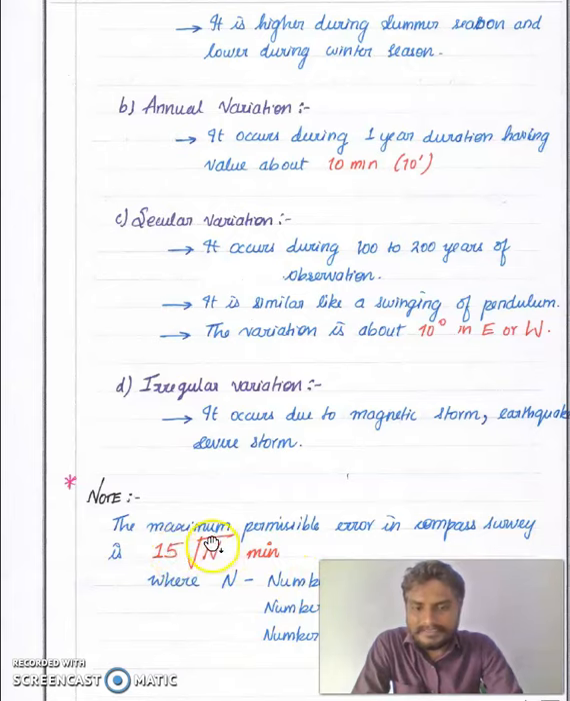Note down, capital N is the number of compass stations or number of survey lines or number of sides of a closed traverse. For a triangle, how many stations? 3 stations. How many survey lines? 3 survey lines. Okay, so use 15 into square root of n. N is the number of stations, 3 for a triangle, for a perfect triangle. Okay, so 15 into root 3, in minutes. So this much error can be permitted in compass survey. So 15 under the square root of n in minutes. Next.